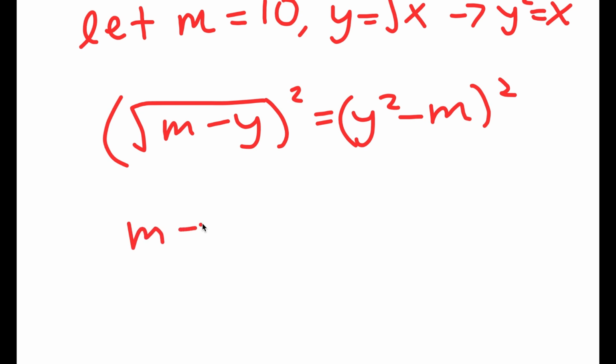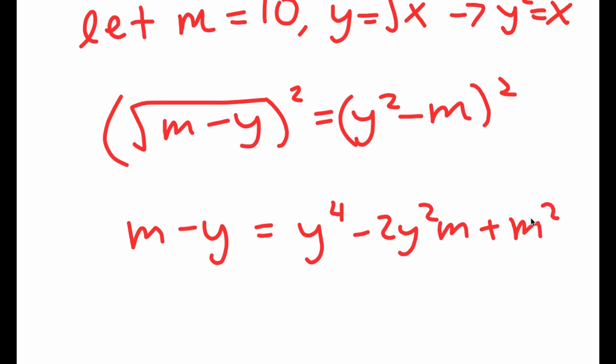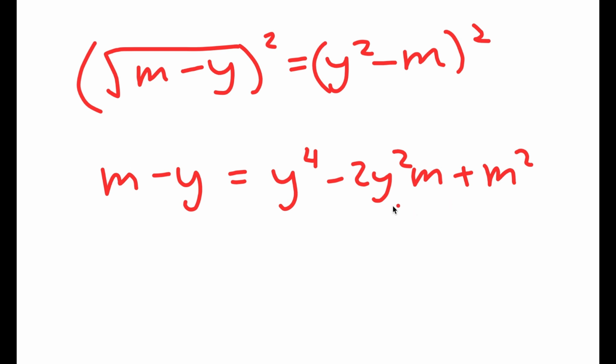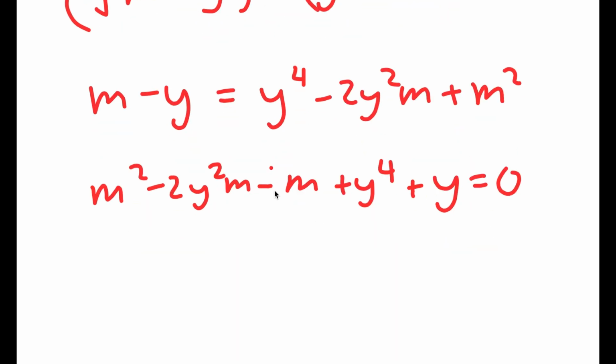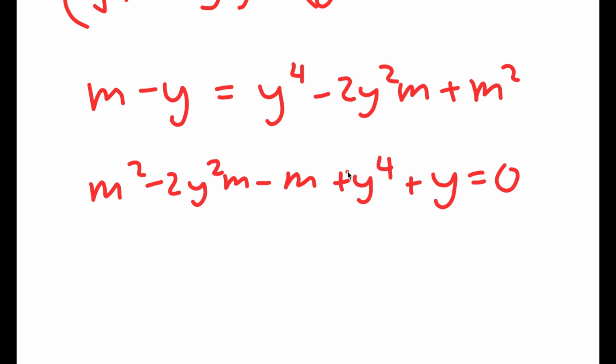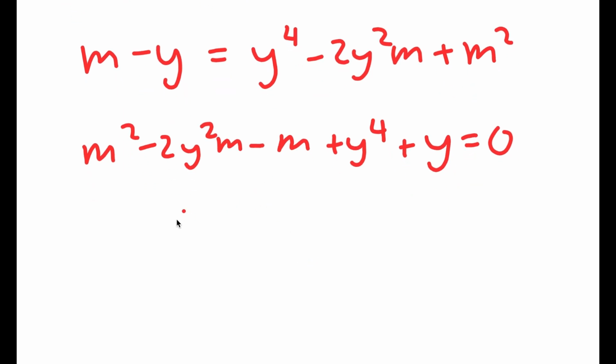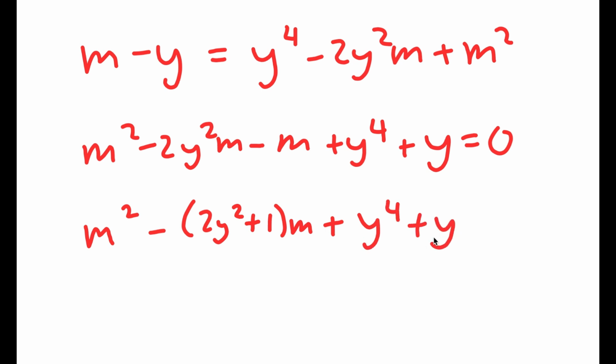So now I get m minus y is equal to y to the power of 4 minus 2y squared times m plus m squared. And now this turns into m squared minus 2y squared times m minus m plus y to the power of 4 plus y is equal to 0, if we move everything to the left-hand side. From here, I get m squared minus (2y squared plus 1) times m plus y to the power of 4 plus y is equal to 0.